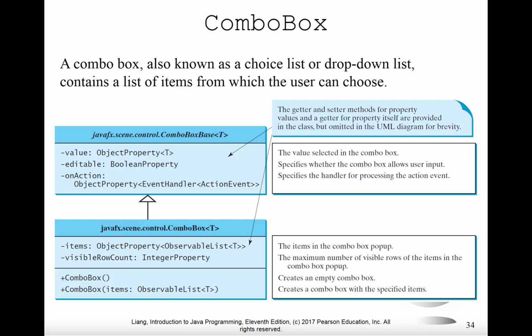Note the two constructors. We can either create an empty combo box, or we can immediately populate it with something called an observable list. These are the items that you might think of as menu items in the combo box. Formally, this is an observable list with generic type T, and the T can be any object that you choose.